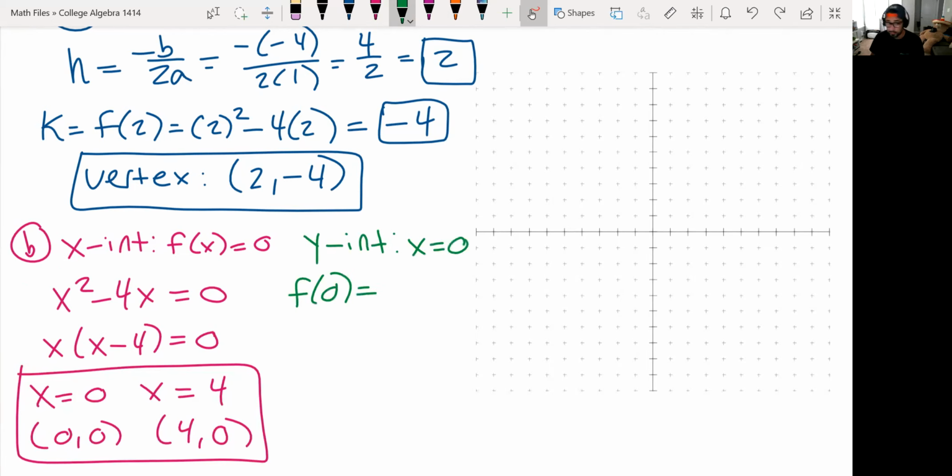All right, no need to adjust intervals this time, which is great. Our numbers are small enough to fit on the graph. So vertex is 2, negative 4. So 2, 1, 2, 3, 4. So 2, negative 4, there's my vertex.